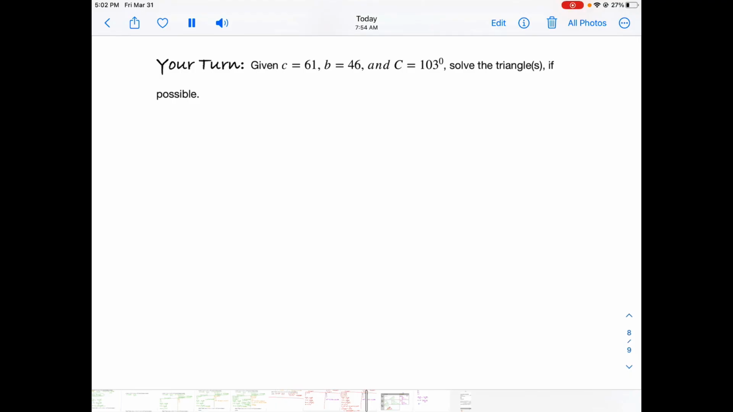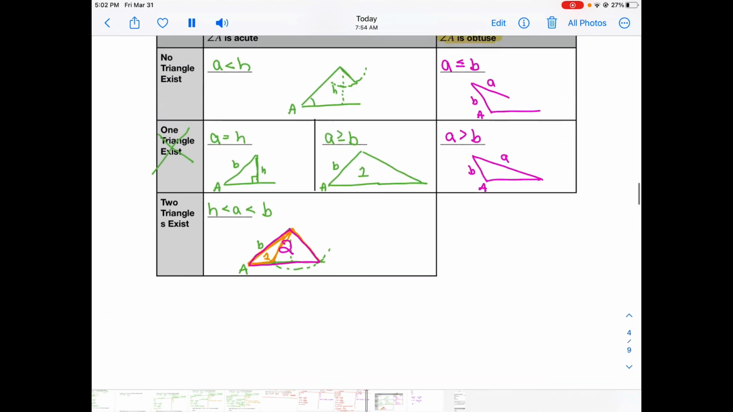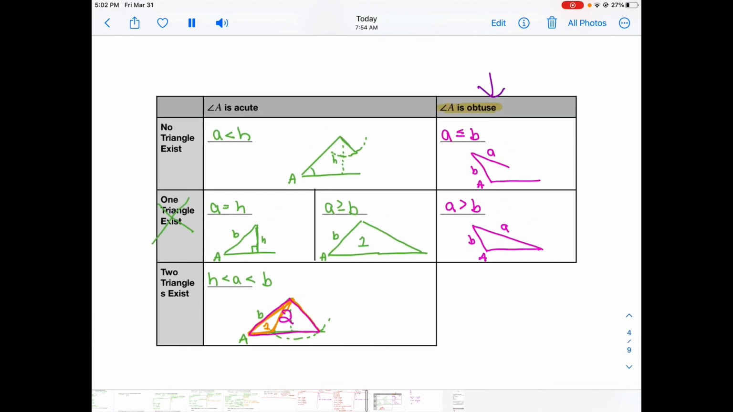Now let's look at an example. We have an obtuse angle given. So this is still side-side-angle, but this time the obtuse angle is given. So we only have two possibilities of solutions with obtuse angles. Remember from my table up here that this means we'll either have no triangle or one triangle. Two triangles is not a possibility with obtuse angles. So we have no triangle if the side opposite the given angle is less than or equal to the side adjacent. And we will have exactly one triangle if the side opposite the given angle is greater than the side adjacent. That's the only rule you have to remember with obtuse triangles.